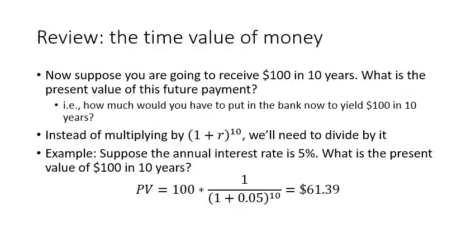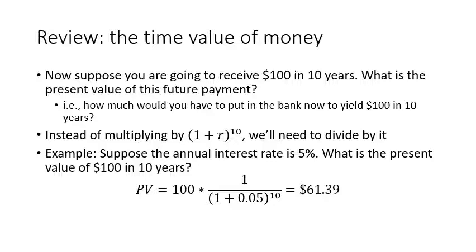Now suppose you're going to receive $100 in 10 years. What is the present value of this future payment? In other words, how much would you have to put in the bank now to yield $100 in 10 years? Instead of multiplying by 1 plus r to the 10, we'll need to divide by it. This is called the discount factor.